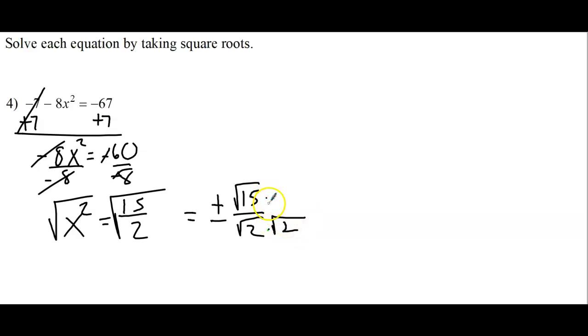But anyway, I'm going to multiply the top and the bottom by the square root of 2. I'm doing that to get rid of the square root off the bottom, because we're not supposed to have square roots on the bottom. So square root of 2 times square root of 2 is 2.